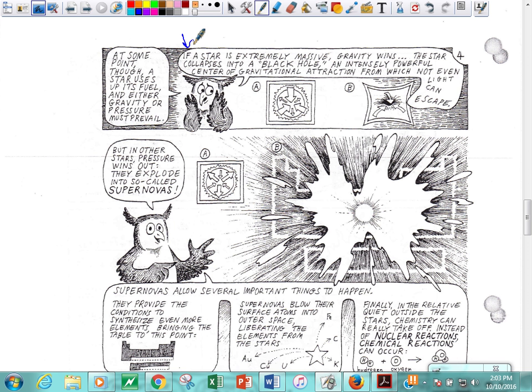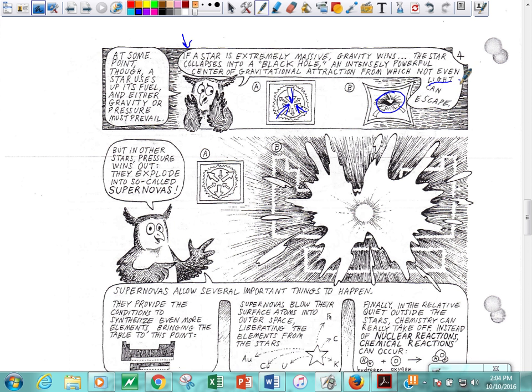If a star is extremely massive, gravity wins. The star collapses into a black hole, an intensely powerful center of gravitational attraction from which not even light can escape. So it's a huge star, it's very massive. Gravity will pull it in, and gravity wins out. And so it collapses on itself and forms a what, guys? Forms a black hole. How come they're called black holes? Can't see them, they're black. Why are they black?